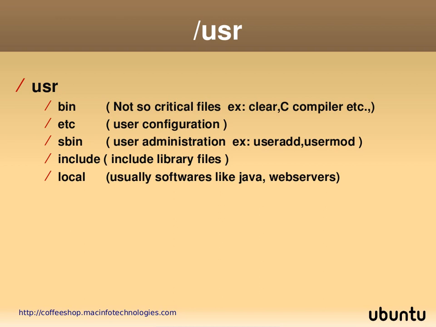So we have some directories mentioned here. /usr/bin. / is the main topmost level, which we have already talked about. The /usr/bin directory contains not-so-critical files, like the C compiler files, executables, and the clear command. Okay. And /etc.